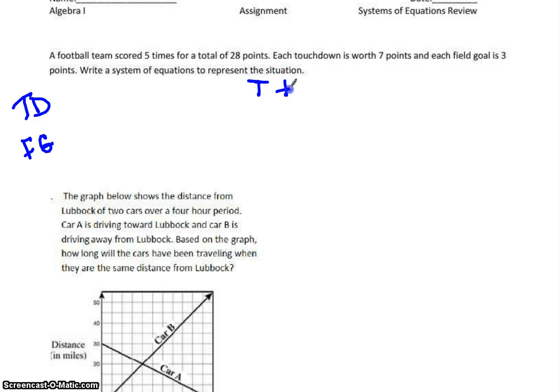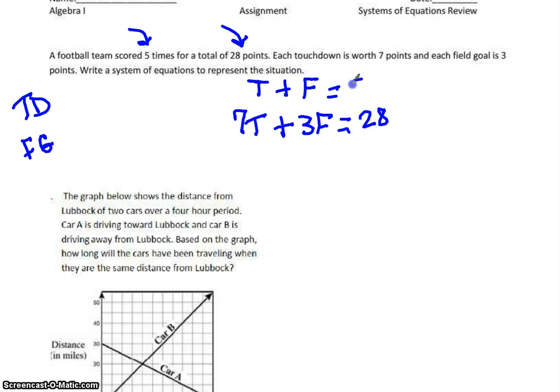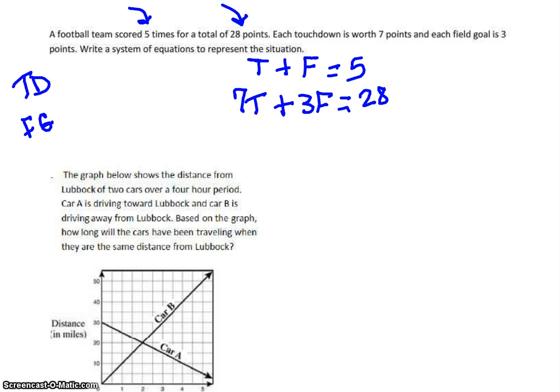T plus F equals, and then we know that something has to go with T, so 7T plus 3F equals. Okay, so we either have to put 5 or 28. Which one goes with the 7 and 3? Well, what are 7 and 3 talking about? They're the points you get. So which of these numbers is talking about points? 28. So that one goes there, which means your 5 goes there. You're done because it doesn't say anything about solving.